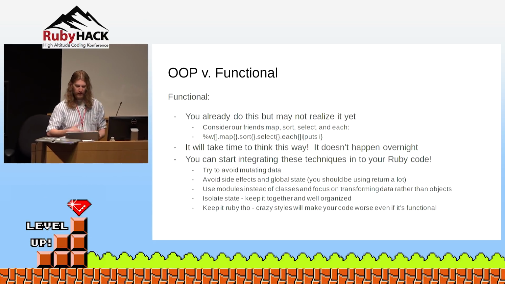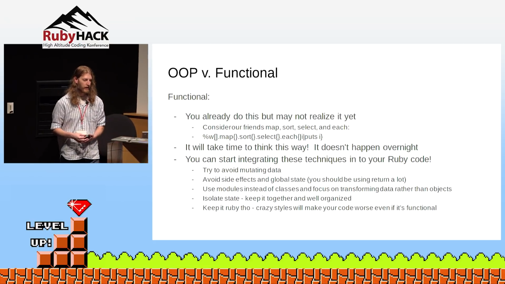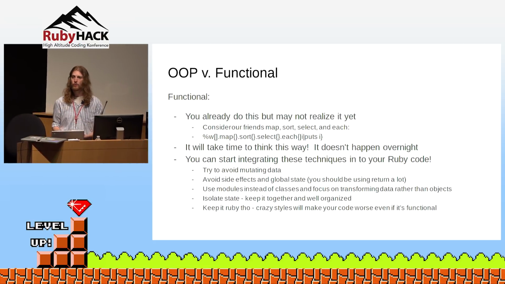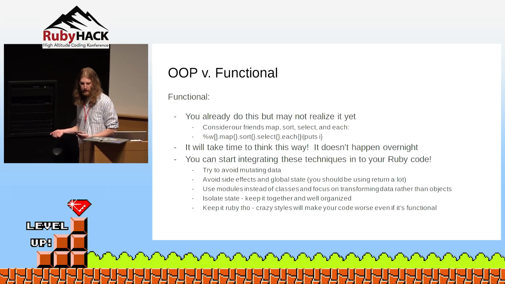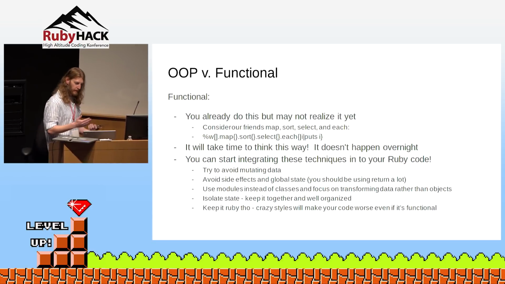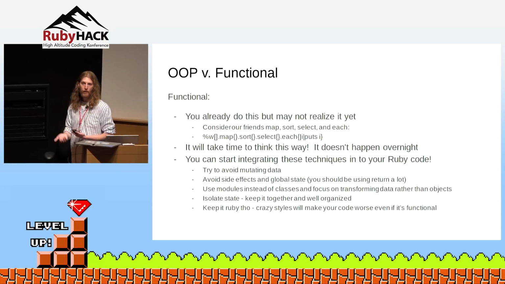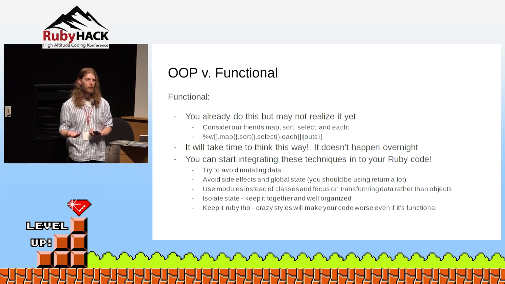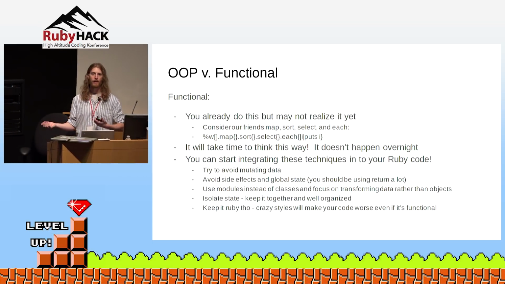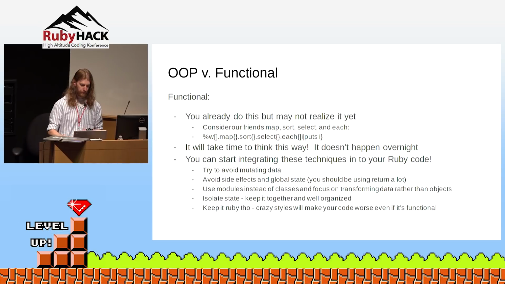Try to use modules more instead of classes. And then in your modules, try to focus on transforming data rather than objects. That doesn't mean, if you've got some user model, for example, that you can't write a module called User. In it you have functions that operate on a user object. But the difference would be that you pass that user in and it doesn't mutate it, and it's not necessarily invoking methods on the user. That's a bad example. Don't listen to me.